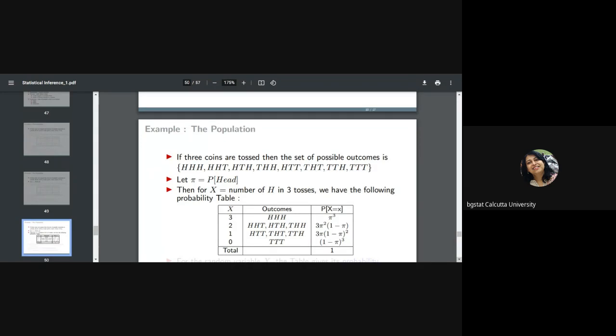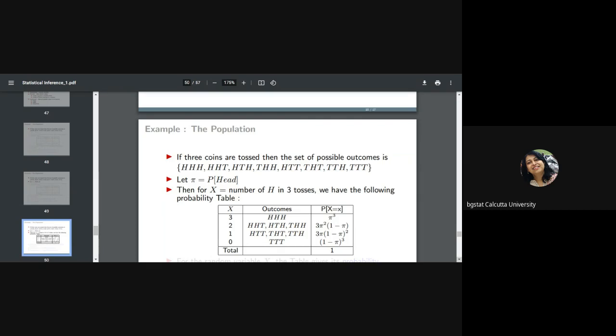Similarly, if we look at HTH, the probability is pi into 1 minus pi into pi, which is again pi squared into 1 minus pi. And similarly for the third case, so we can add all 3 and get that the probability of observing x equal to 2 is 3 pi squared times 1 minus pi. Similarly, I will leave it to you as an exercise to calculate the probability of x equal to 1.